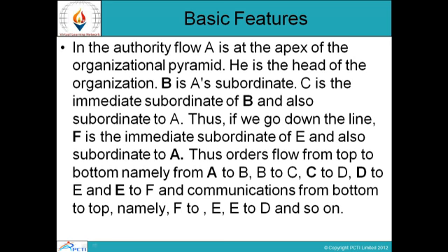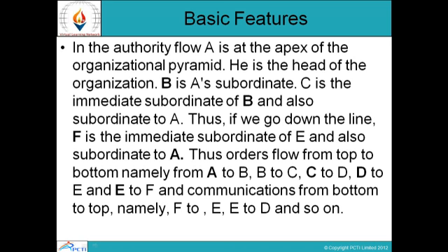So in the authority flow, A is at the apex of the organization pyramid. He is the head of the organization. B is subordinate. C is the immediate subordinate of B and also subordinate of A. So we can get the idea of this, that the biggest authority is A. A is the head of B. And yes, at the same time B is subordinate. C is the immediate subordinate of B.